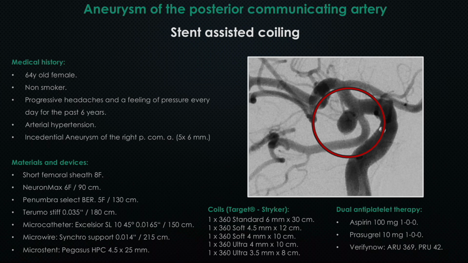She has arterial hypertension and progressive headaches and a feeling of pressure every day for the past 6 years. For the treatment, we've used an HPC-coated stent, Pegasus, 4.5 millimeters by 25 millimeters. And for the coiling, we've used Target coils from Stryker. The patient was prepared with aspirin and prasugrel and was tested with VerifyNow. The results are in the right down corner.